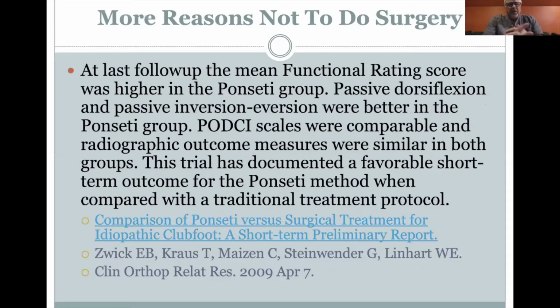Here's another study by Zwick that looked at the Ponseti versus surgical treatment for idiopathic clubfoot. At the last follow-up, the mean functional rating score was higher in the Ponseti group. Passive dorsiflexion, passive inversion, and eversion were better in the Ponseti group. They were comparable in radiographic outcome measures. The trial documented a favorable short-term outcome for the Ponseti method when compared to the traditional treatment protocol, which was a posterior medial release.